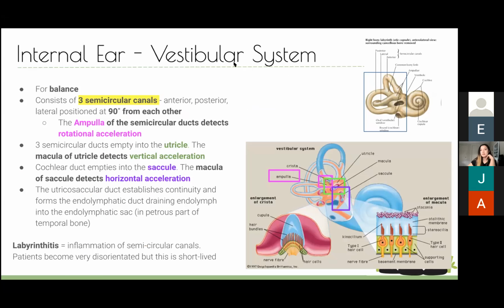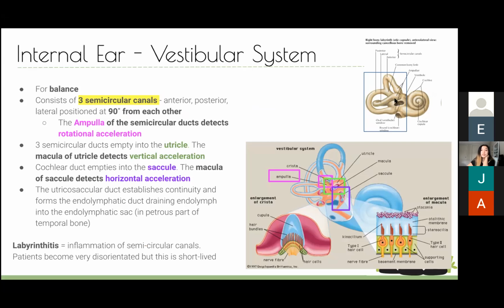This is the vestibular system, so this is for balance. You've got your 3 semicircular canals, anterior, posterior, and lateral, positioned at 90 degrees from one another. And different parts detect different types of acceleration. So your ampulla, it's a bit hard to see here, but it's this bit that bulges out at the end.